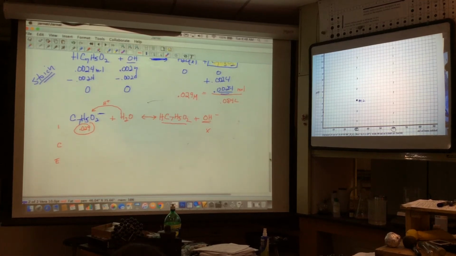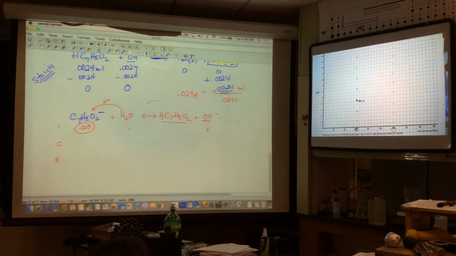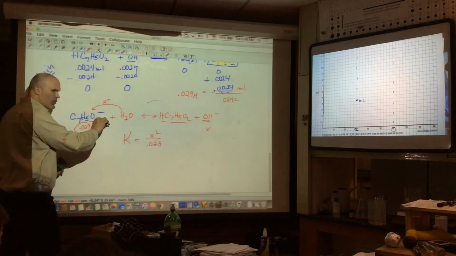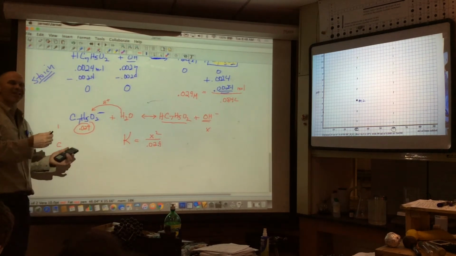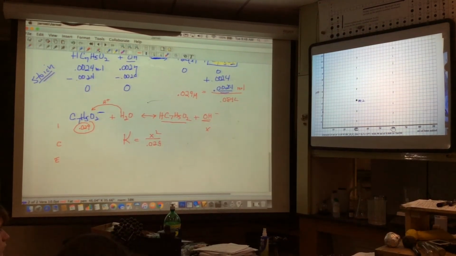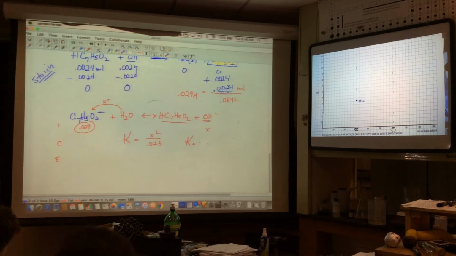What do we know? The K is equal to x squared all over 0.029 minus x. The x in the denominator is gone for reasons ad nauseam at this point, correct? The only little trick here is if I use Ka, I'm not being aware of what I'm doing. The Ka measures how well this goes this way. We're going in the base way, so I need the Kb. So what do I do here? Well, that's very simple. Ka times Kb equals Kw.